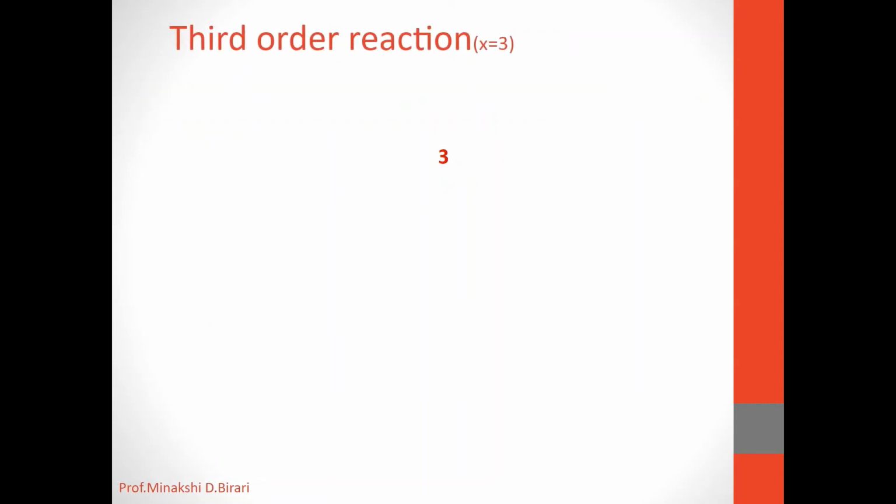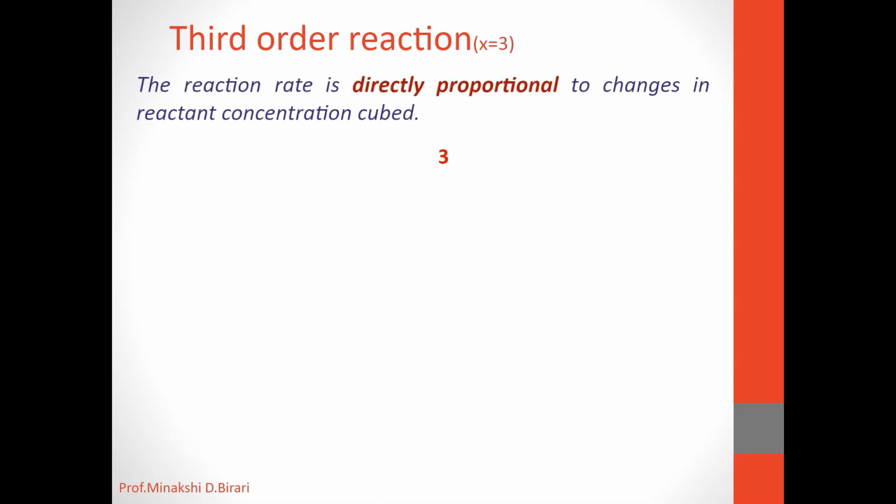Third order reaction. The reaction rate is directly proportional to changes in reactant concentration cubed. So the rate law for the third order reaction is equal to k into concentration of reactant A raised to 3. A reaction is said to be a third order reaction if 3 concentration terms determine its rate. Thus a reaction is of third order if its rate is given by an expression of the type, rate is equal to k into concentration of A raised to 3.